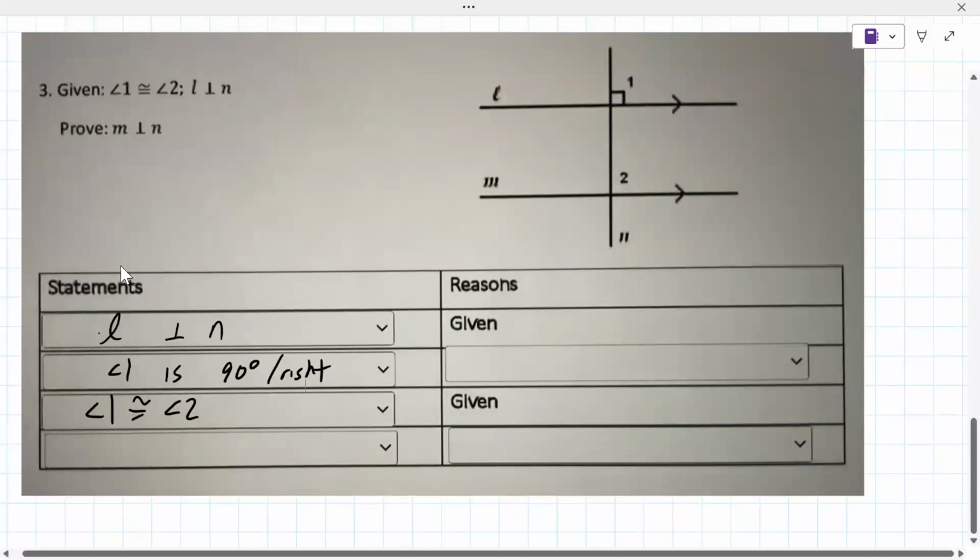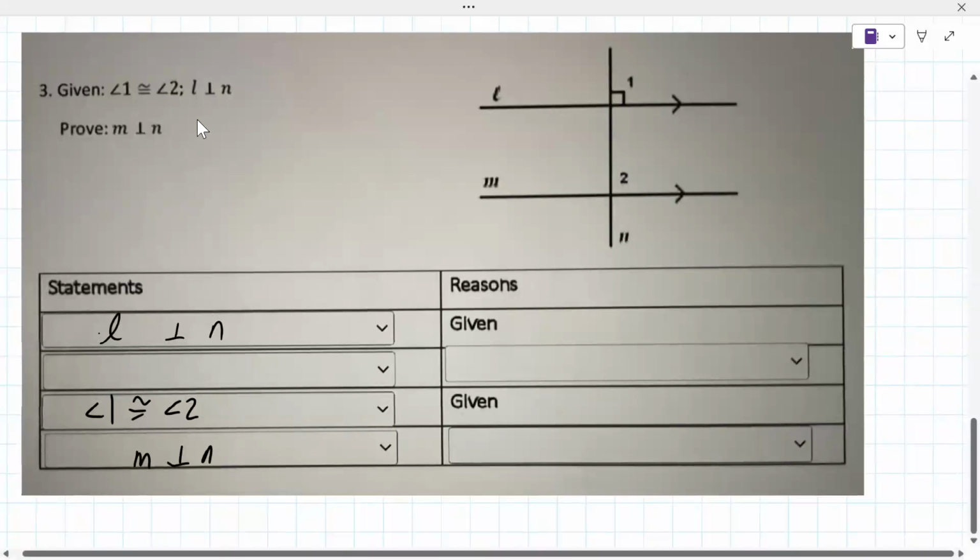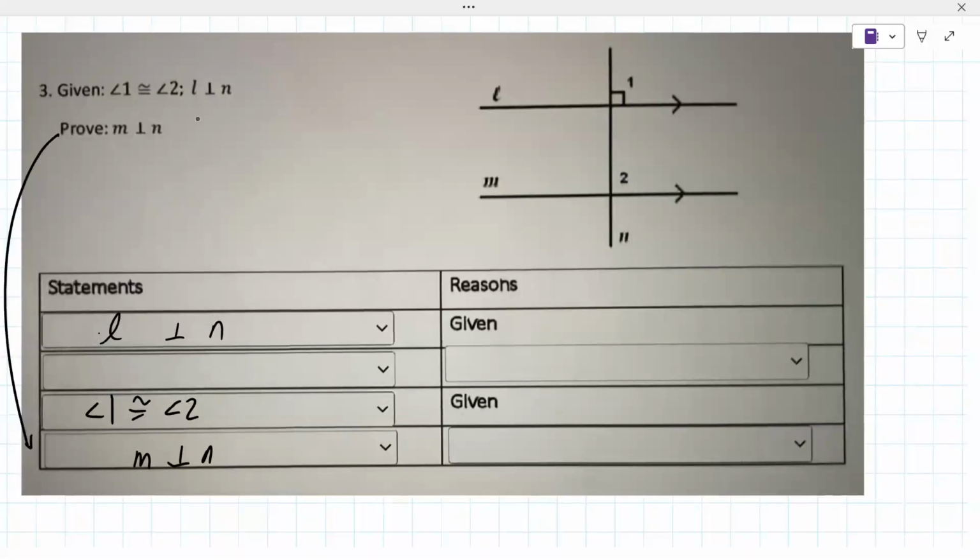Yeah, and then line one is parallel to line M, and angle one is congruent to angle two. Okay. Line M is perpendicular to line N. This is for sure the last one. Whatever you're proving always goes in the last step here.